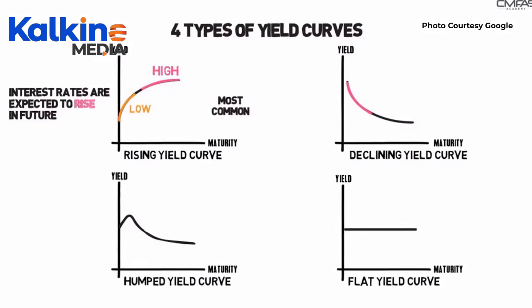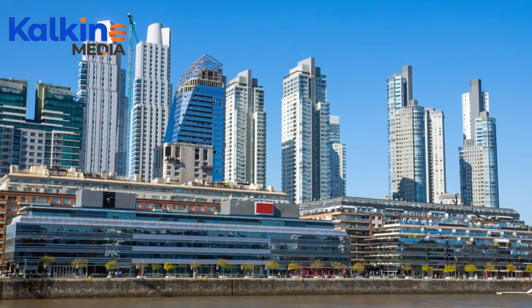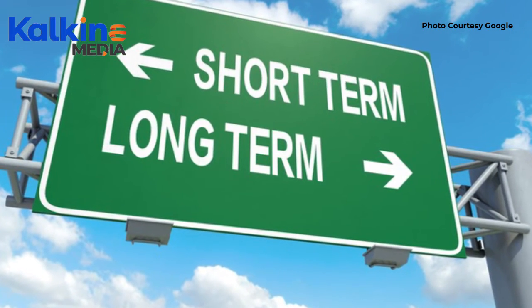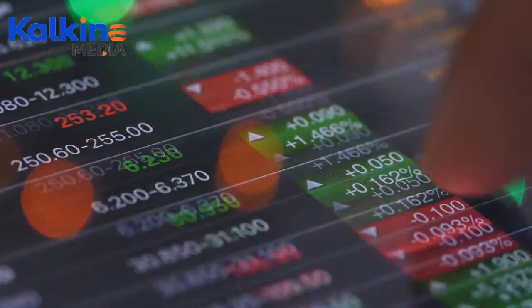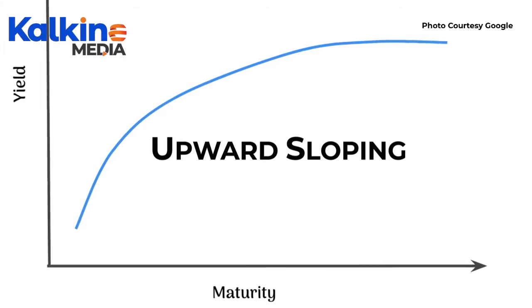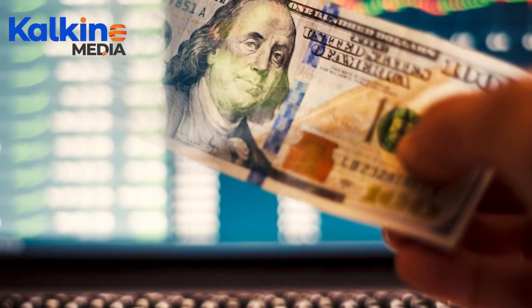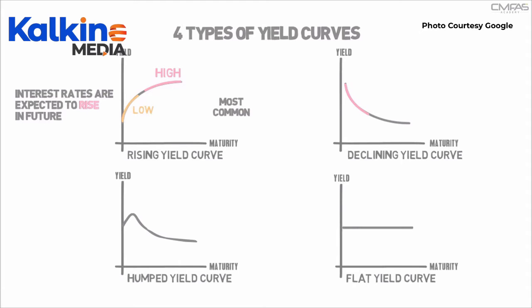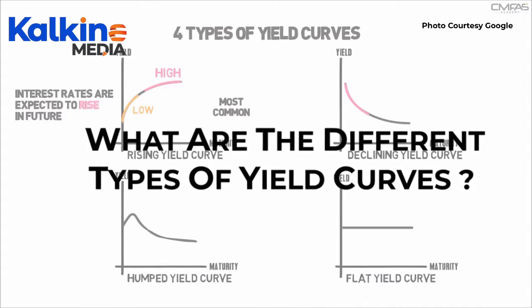A yield curve can take different shapes depending on the economic cycle. It helps analyze the difference between the short-term and long-term bonds by displaying the yield offered on both. They are usually upward sloping because an investor who is willing to invest in a long-term bond must be compensated with higher yield. Now let's understand what are the different types of yield curves.